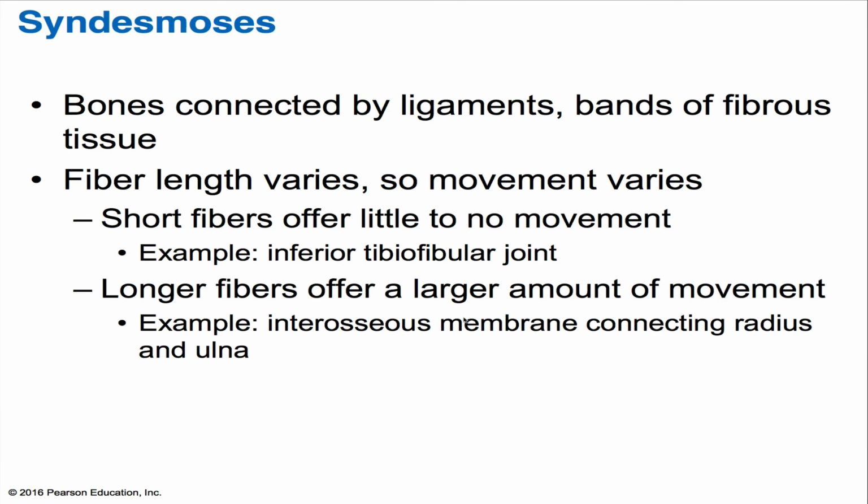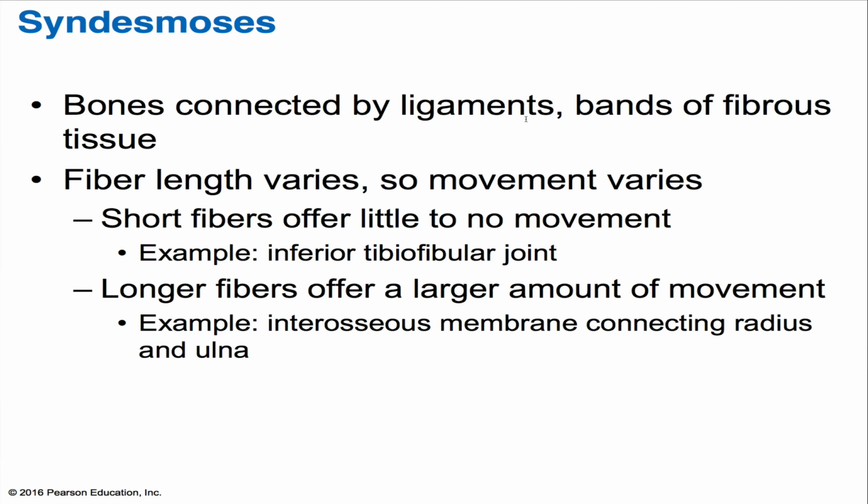Now we're going to be looking at the next type of structural joint, syndesmoses. Now in syndesmoses, bones are connected exclusively by ligaments, bands, or cords of fibrous connective tissue. Now, the amount of movement allowed depends on the length of the connecting fibers. Regardless of the length, you're only going to get a slight amount of motion in this type of joint.